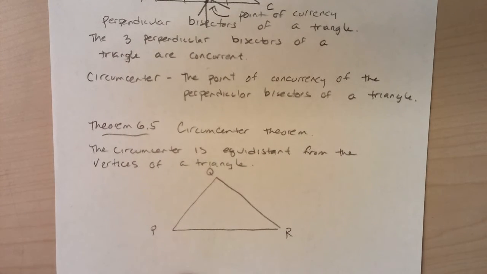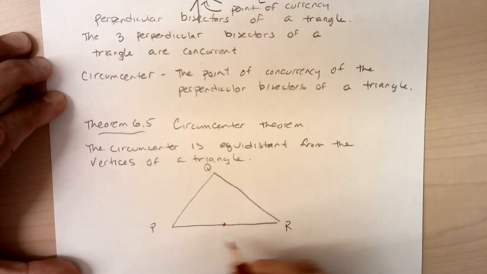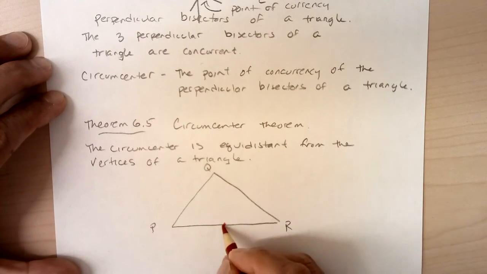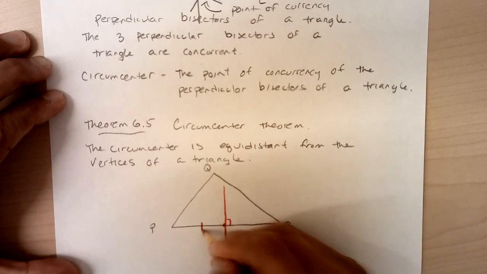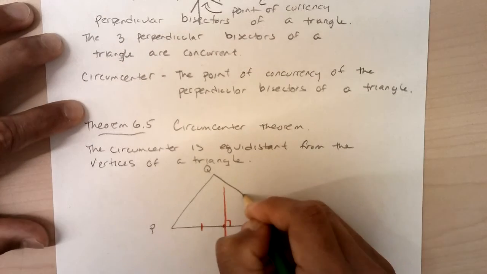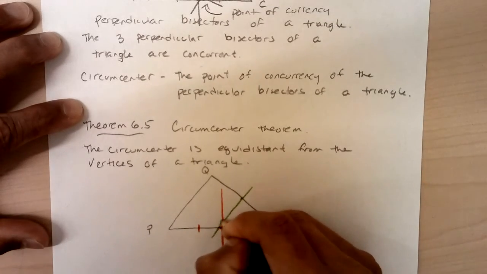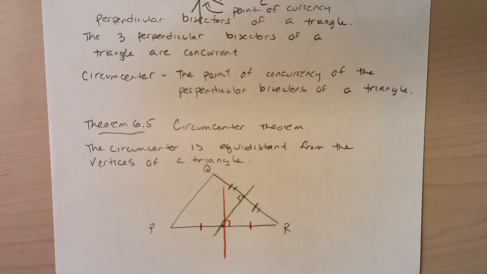So this leads to theorem 6.5, the circumcenter theorem. The circumcenter theorem states the circumcenter is equidistant from the vertices of the triangle. Now, that's definitely true, but here's why. If I create each of the perpendicular bisectors of the three sides of this triangle, PQR, here's the midpoint of PR, and then here's a segment that's perpendicular through the midpoint, so that's the perpendicular bisector. I can repeat the process for side QR. And lastly, for side PQ.